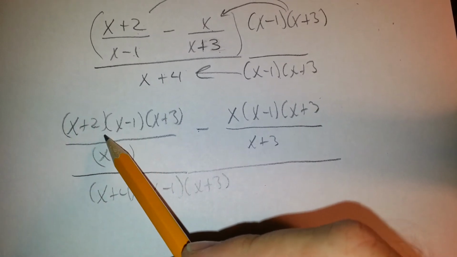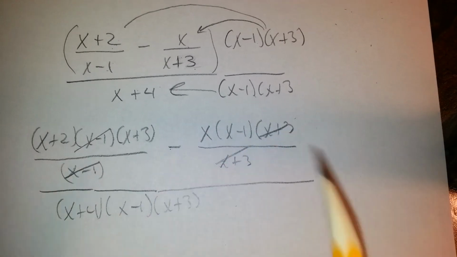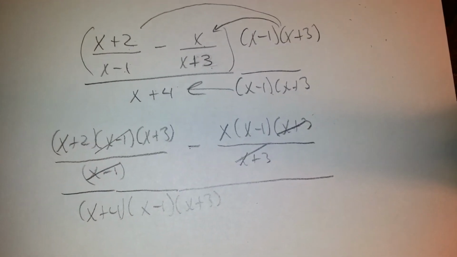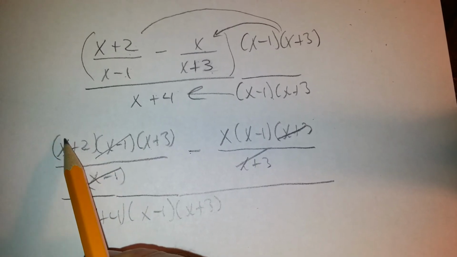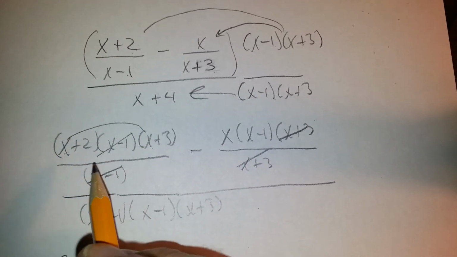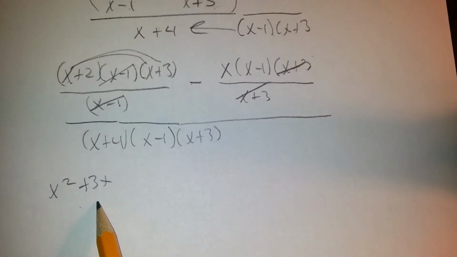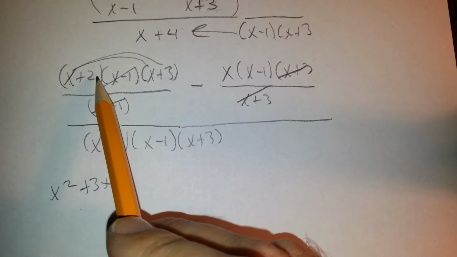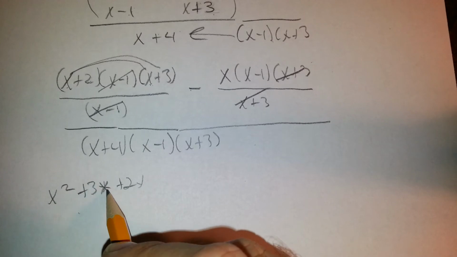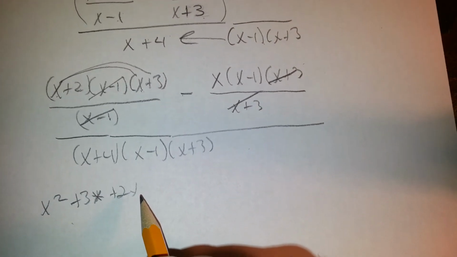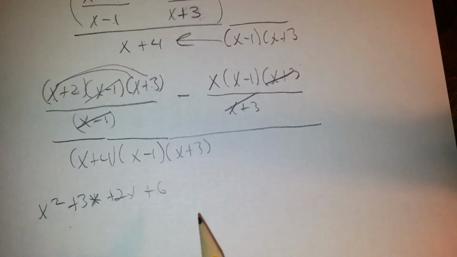All right, so here my x minus 1s are going to cancel out. Up here, the x plus 3s cancel out. Right? So this right here, I have x plus 2 times x plus 3, and that's just FOIL. First, I'm going to have x squared, outer plus 3x. Oops, okay, so I have x squared plus 3x. And then my inner is 2 times x, plus 2x. Okay? And then I've got last, 2 times plus 3 is plus 6, okay?